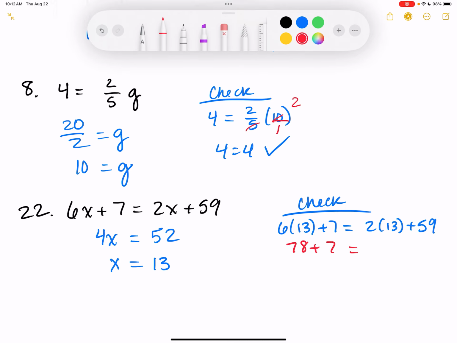And then over here, plus 50. That's 85 equals... Oh, shoot. 84. I'm at 85.